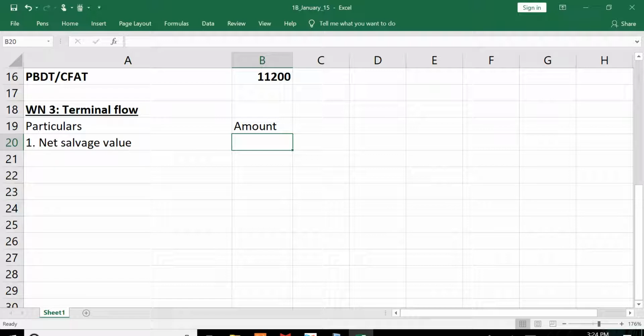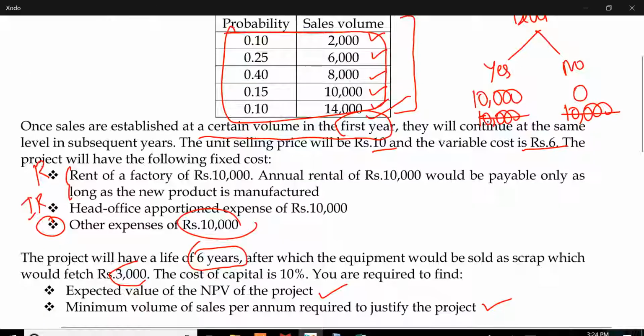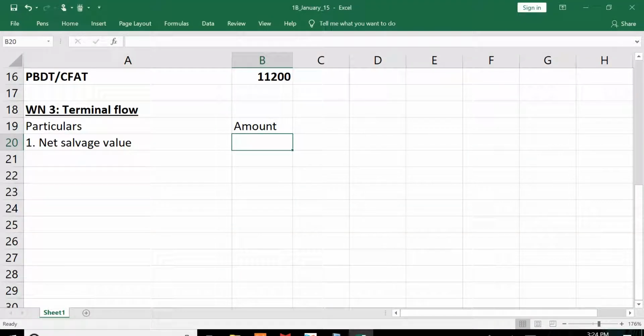What is the salvage value of this asset? 3,000. Now, I am not going to do any comparison with book value because taxes are not there. In this problem, I don't have any tax. So salvage value is equal to net salvage value. Otherwise, it would be sale value less book value, gain or loss, tax paid or tax saved. So net salvage value is 3,000.